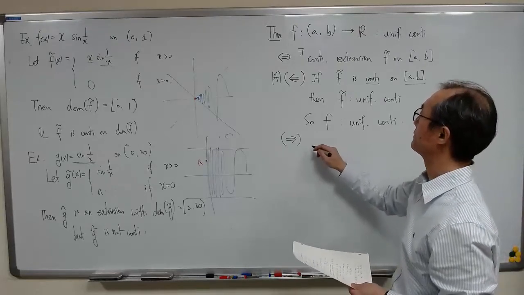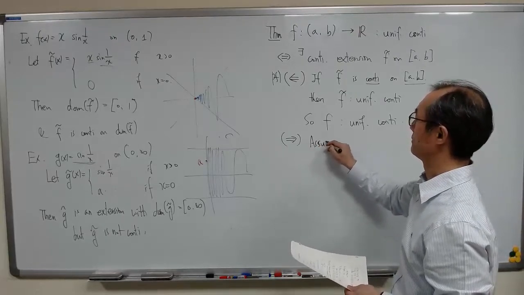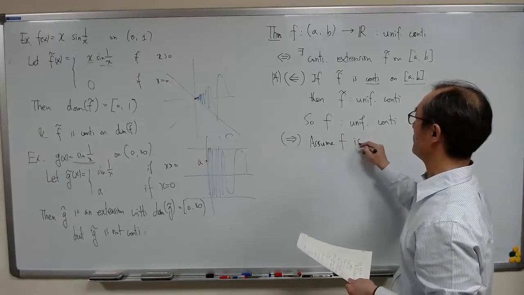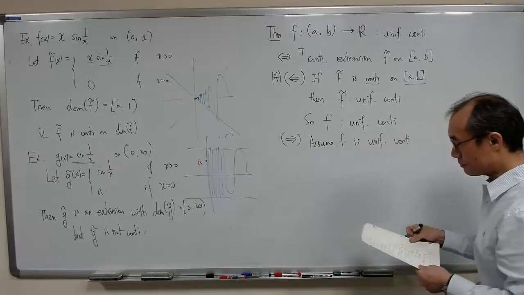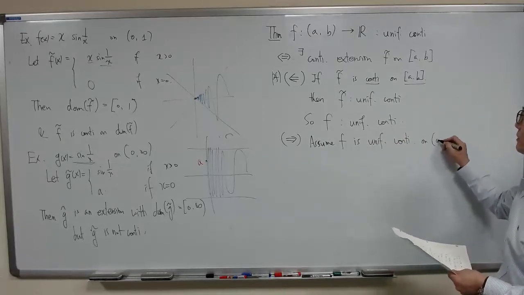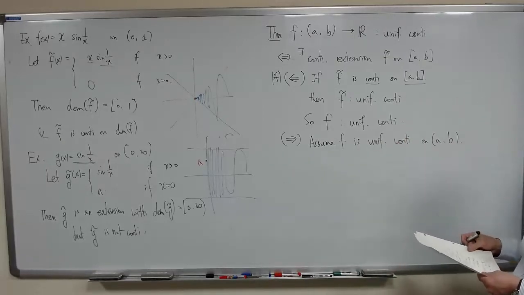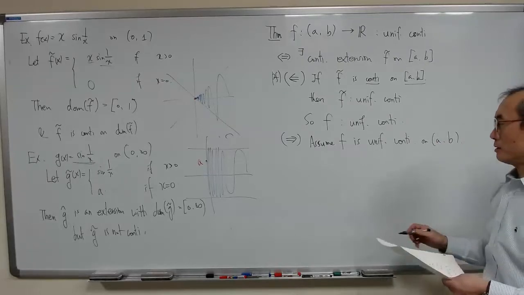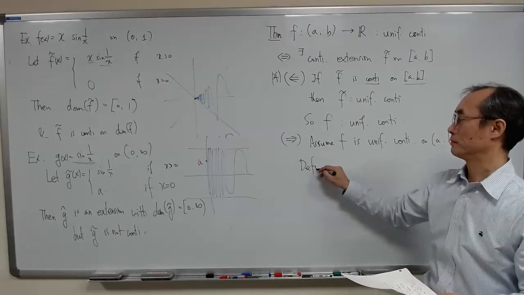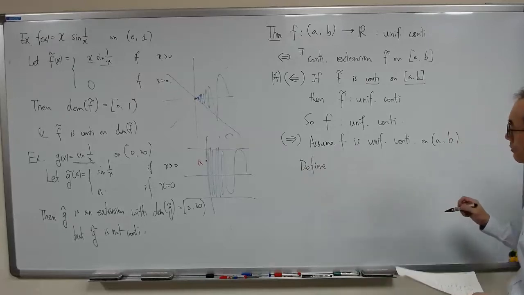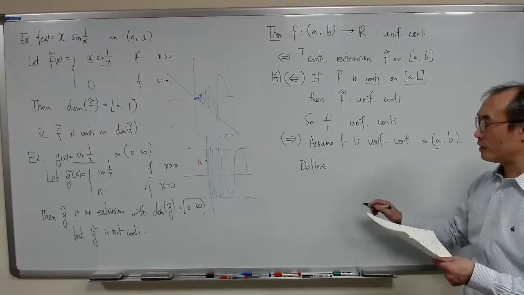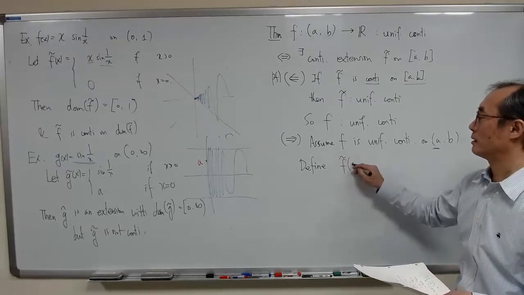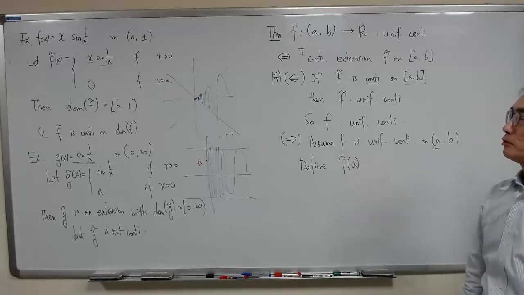Okay, here we assume that f is uniformly continuous on an open interval. So we need to define... Okay, let's only work on the left endpoint A. We have to define f tilde of A to make the extension.